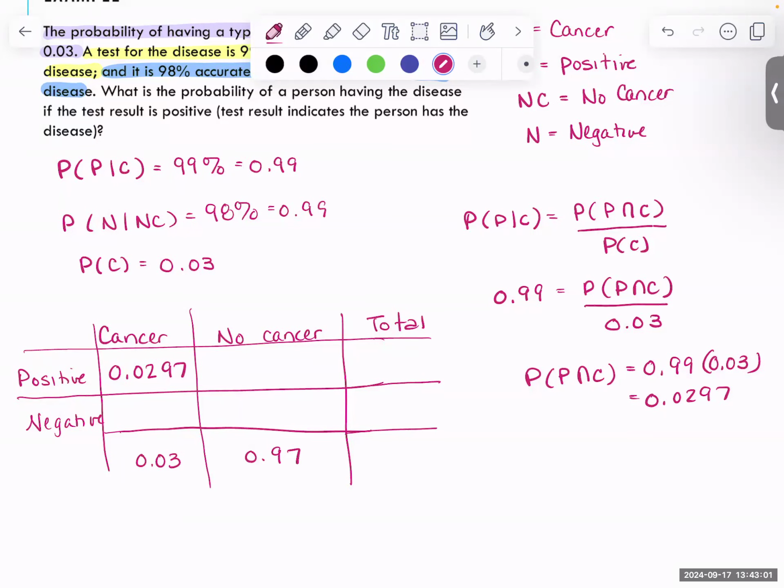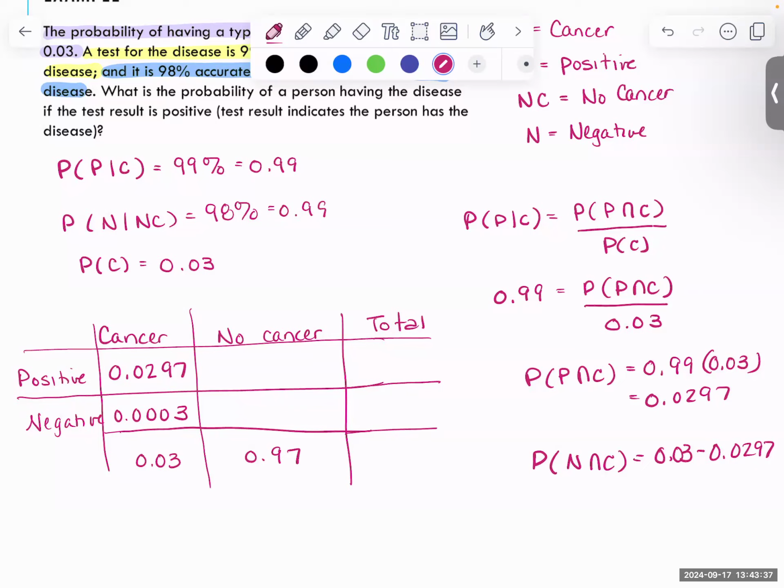And the way I can find that is just to take the 0.03 and subtract the 0.0297. Get my eraser. Because that column total has to equal 0.03. So this is going to be 0.0003. All right, now what other information do I have?